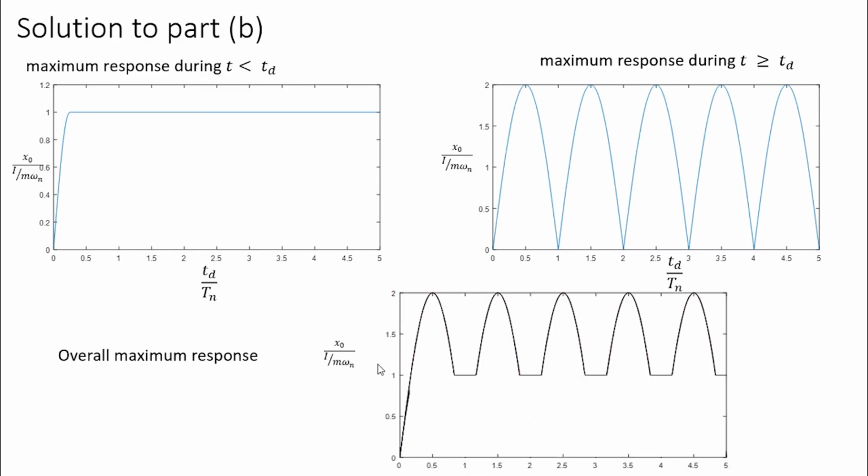So the overall maximum response of this single degree of freedom system, this undamped single degree of freedom system, will change like this for different values of Td by Tn. This is a deformation response factor, and this is also known as response spectra. So that means this shows the maximum response of this system for all the values of Td by Tn. So this gives the response spectra.